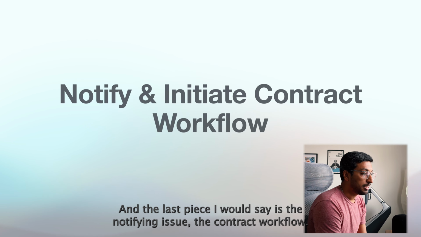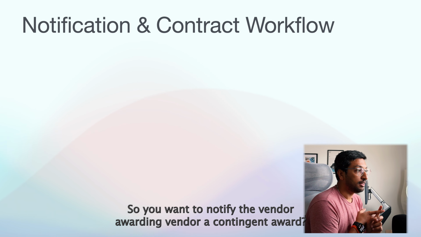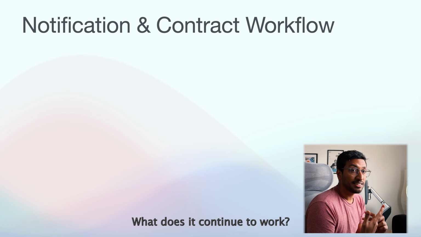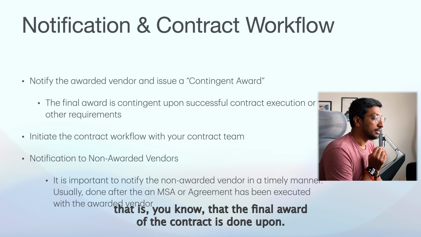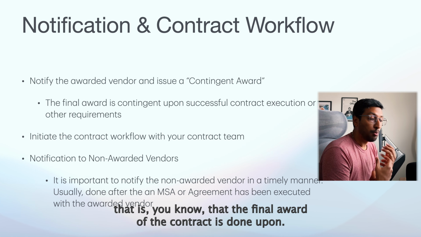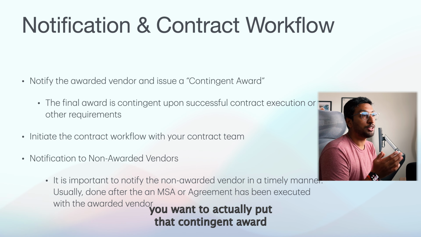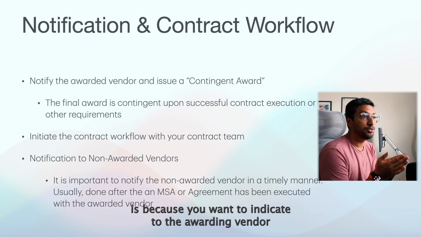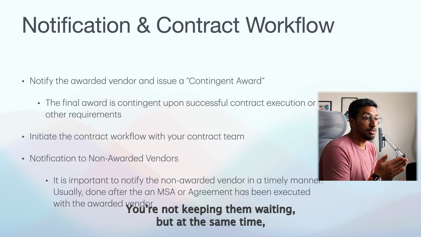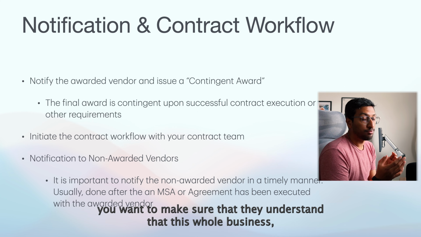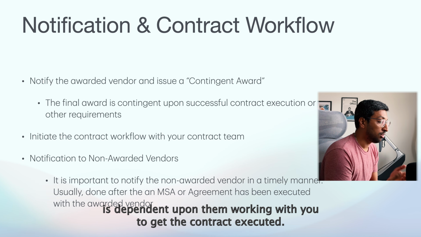And the last piece I would say is to notify and initiate the contract workflow. So what does that mean? You want to notify the awarded vendor of a contingent award. What is a contingent award? Generally, a contingent award is an award where the final award of the contract is done upon a successful contract execution. It might seem obvious, but the reason you want to put that contingent award is because you want to indicate to the awarded vendor that you want to move towards them in the business, so you're not keeping them waiting. But at the same time, you want to make sure that they understand that this whole business, whatever spend, whatever amount it is, is dependent upon them working with you to get the contract executed.